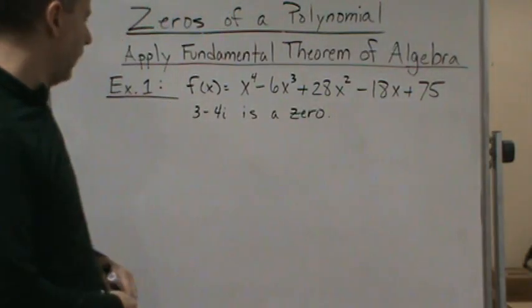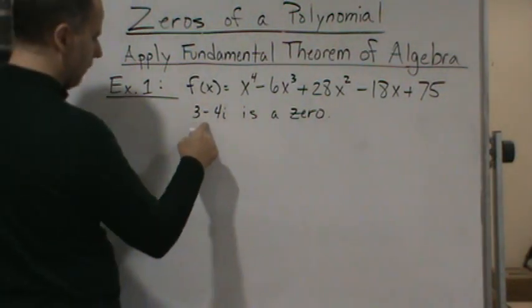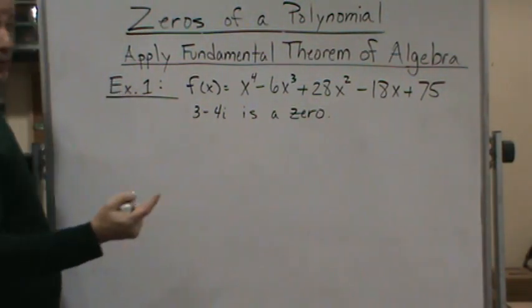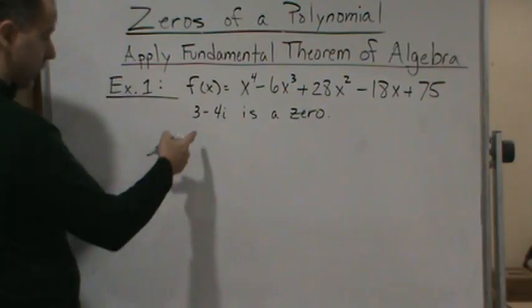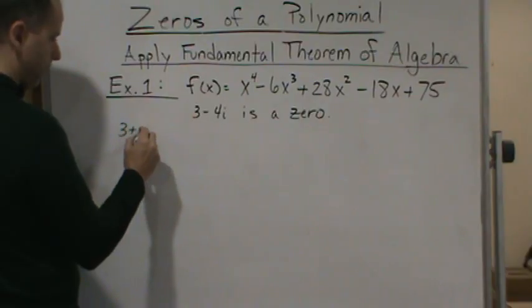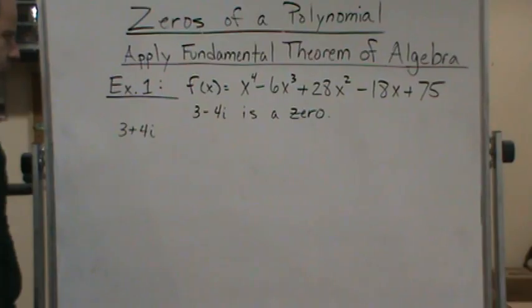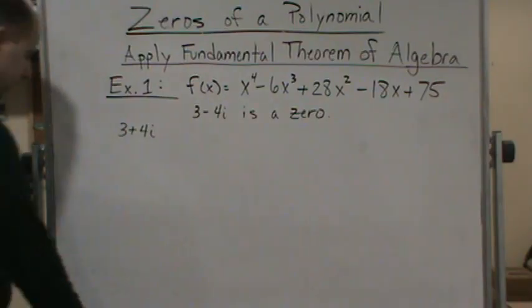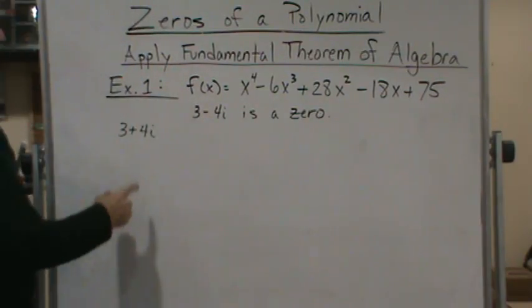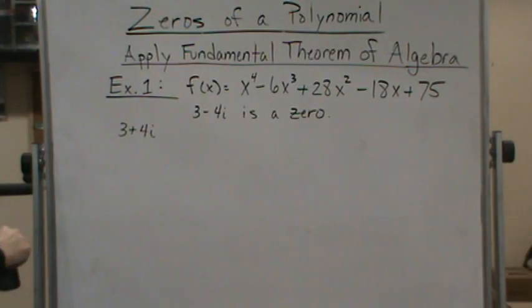the other zeros. Okay, so if we want the other zeros, then we know that if this is a 0, by the conjugate zeros theorem, or by conjugate pairs, we know that 3 plus 4i is also a 0. Okay? And if it's a 0, then we know what the factors are, right? So let's use that information to help find the other zeros.